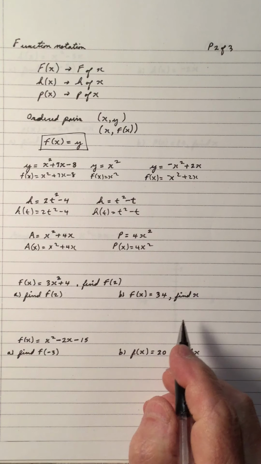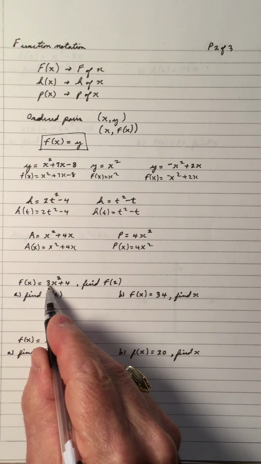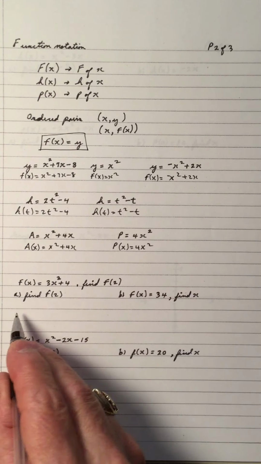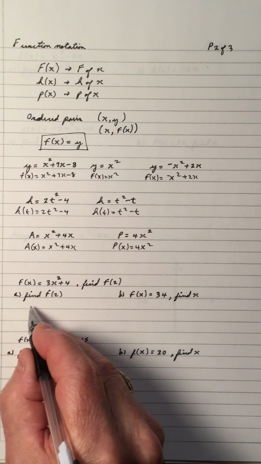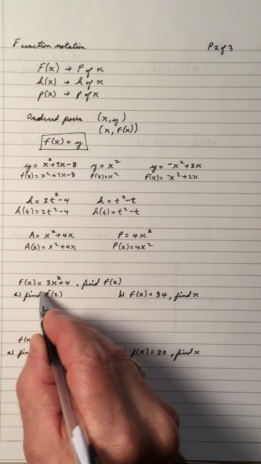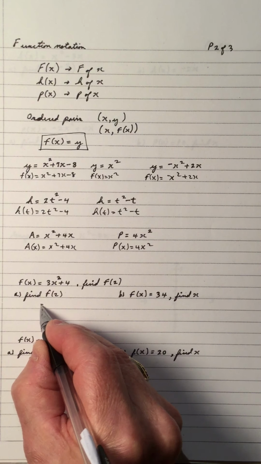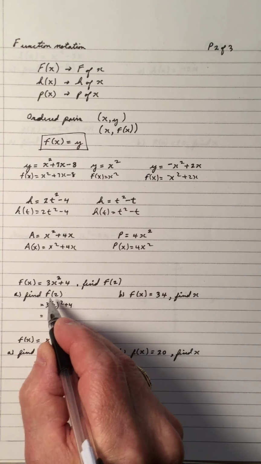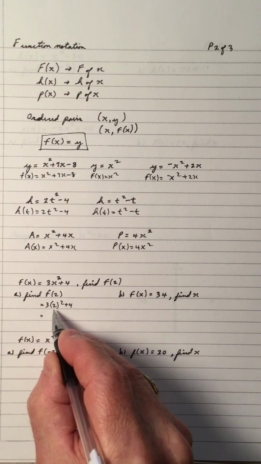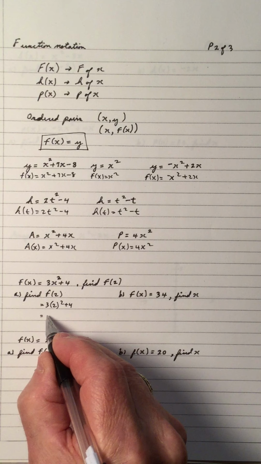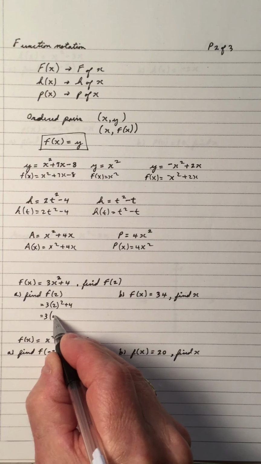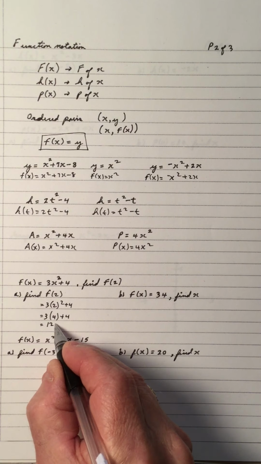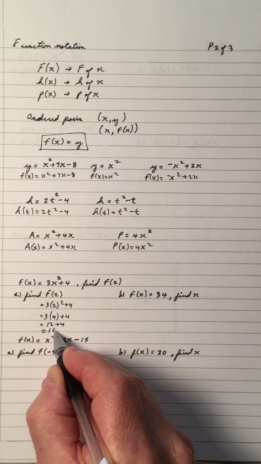The f of x equals 3x squared plus 4. Find the f of 2. So the f of 2 means x is 2. So we put 2 in the place of x right here. So we get 2 squared is 4. We do PEMDAS first, and we get 12 plus 4, so we get 16.